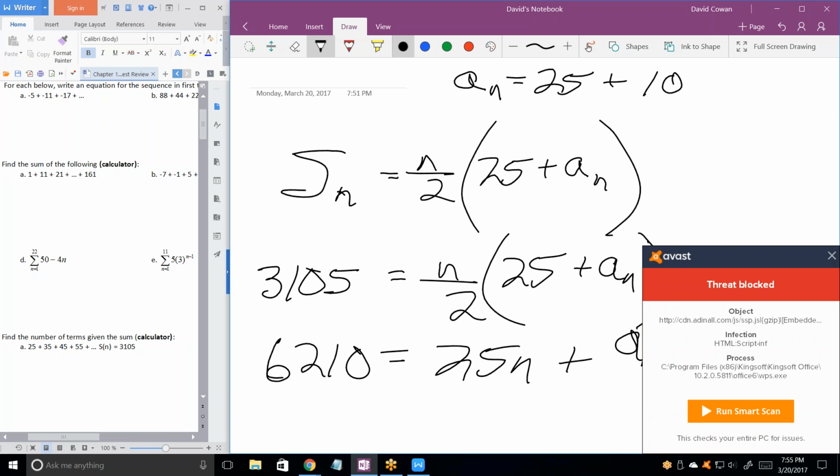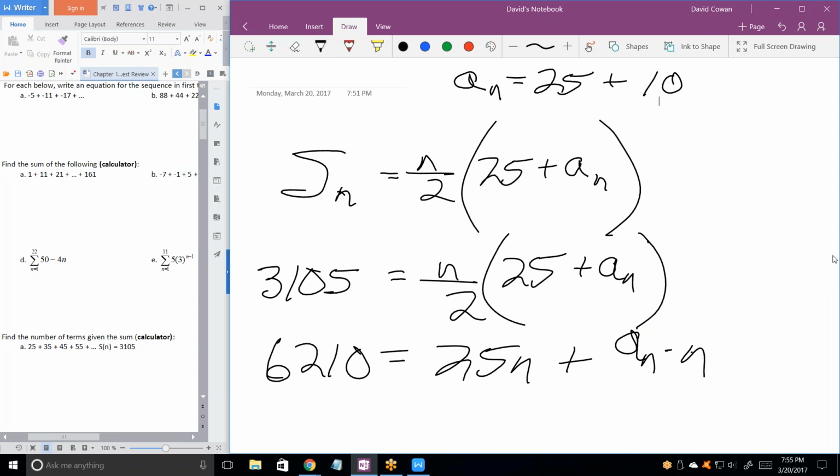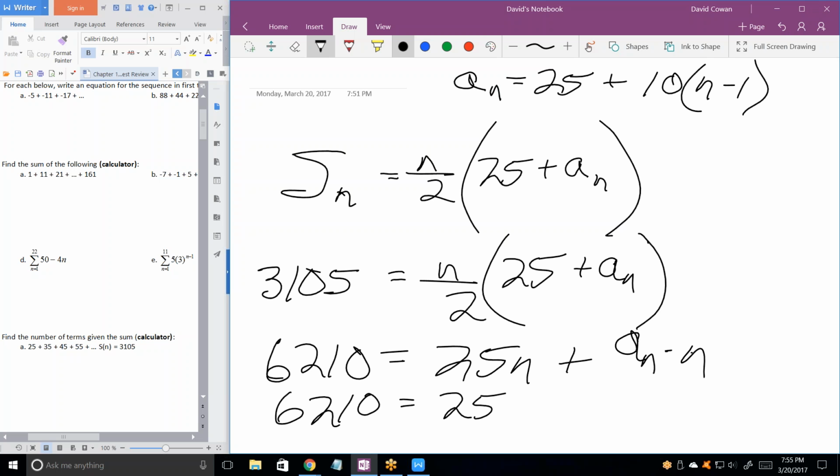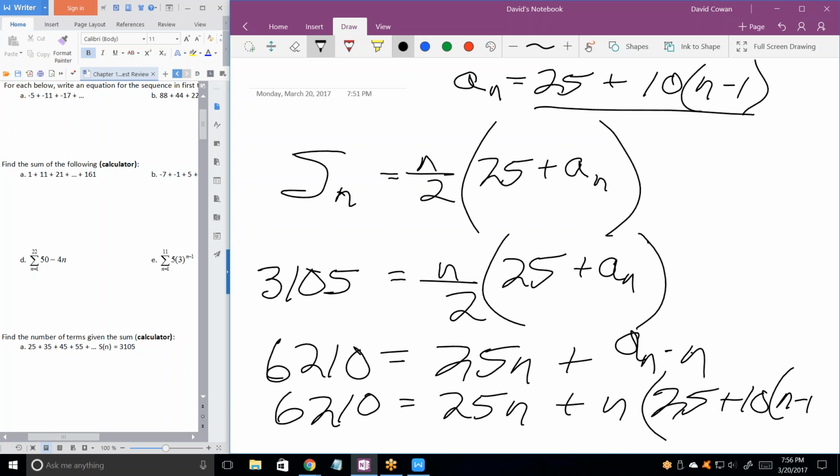10 times n minus 1, right? There's our a sub n. So now I can finish solving this equation. I got 6210 equals 25 times n plus, well, a sub n is that. So if I write the n in front and then write whatever my a sub n equals, 25 plus 10 times n minus 1.